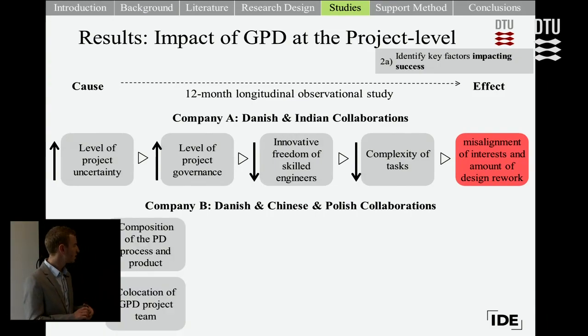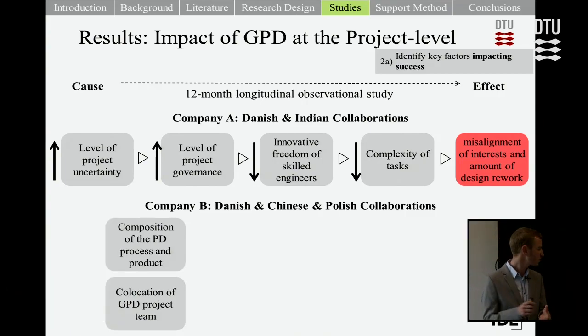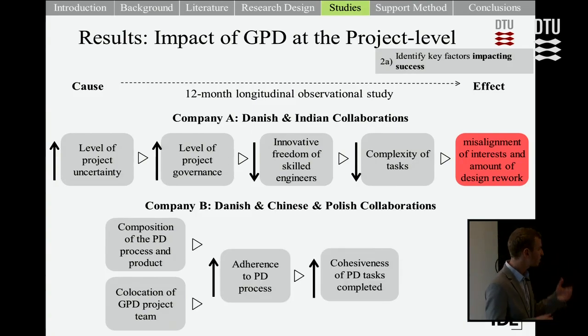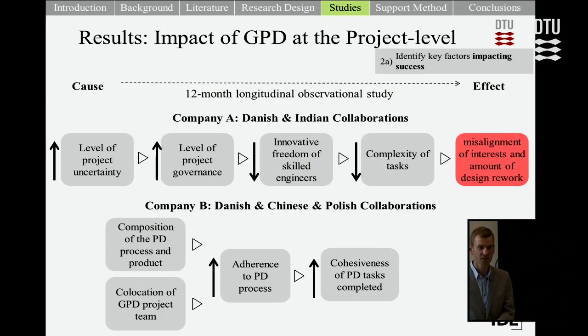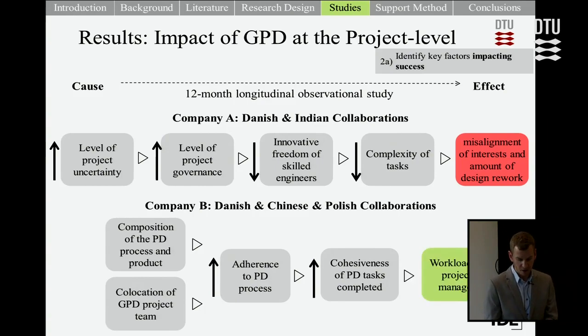However, what we saw is they approached the project by segregating the tasks in the product development process into manageable work packages that could be worked on autonomously, and also they were able to co-locate some of the global R&D engineers at crucial times in the project. So this increased the adherence to the product development process and also the cohesiveness of the tasks that were completed in the team. And furthermore, it reduced the workload of the project manager when managing this project.